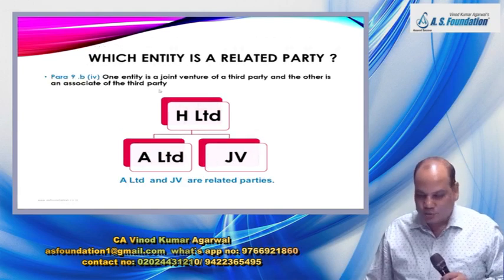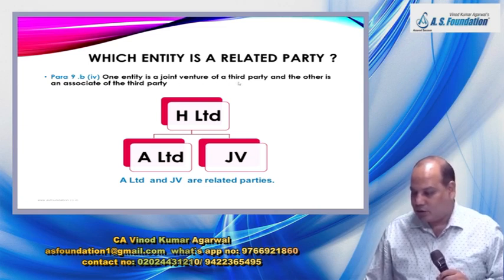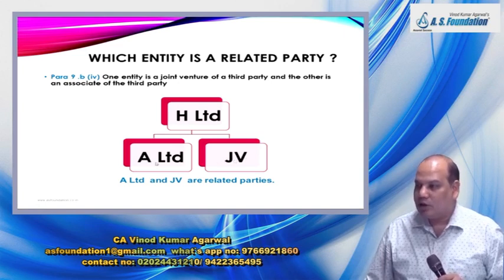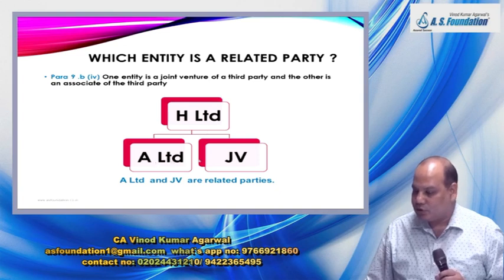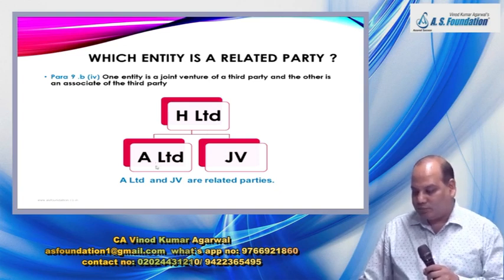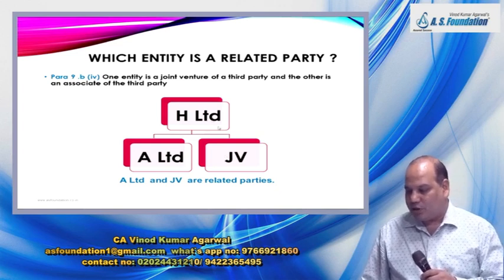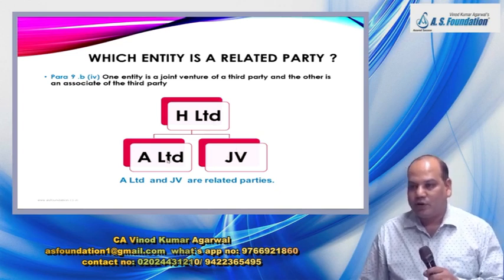Another very good situation, 9b4. One entity is a joint venture of a third party and the other is an associate of the third party. Now for A Limited, JV is a related party because JV is the entity over which H has joint control and H has significant influence over A. For JV, A Limited becomes a related party because H Limited jointly controls JV and has significant influence over A.